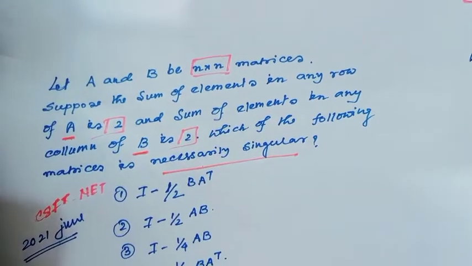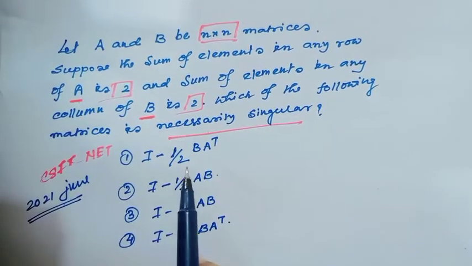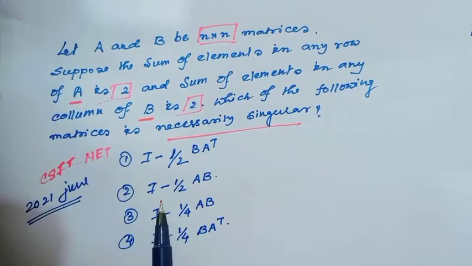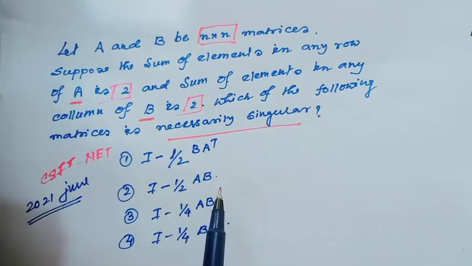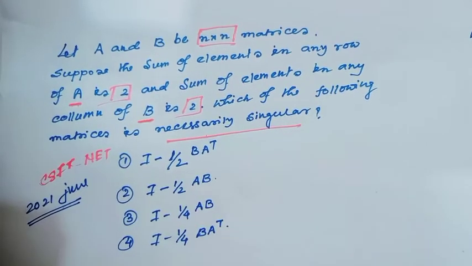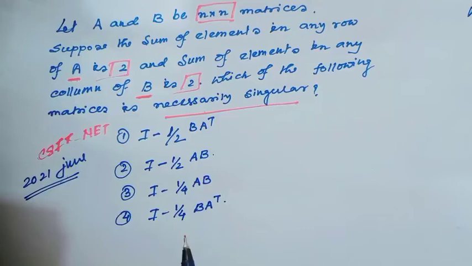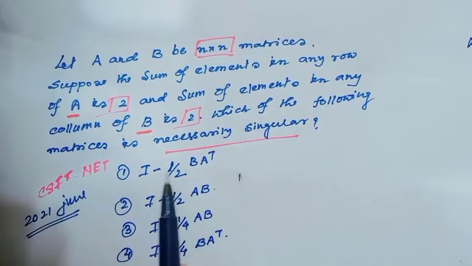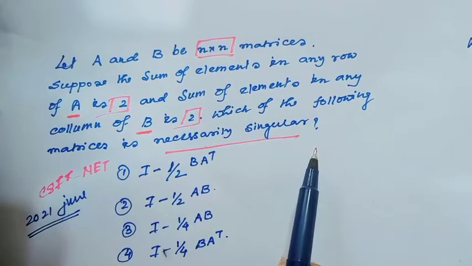Option 1, identity minus half BA transpose. Option 2, identity minus half AB. Option 3, identity minus 1 over 4 AB. Option 4, identity minus 1 over 4 BA transpose. Which of the following matrices is necessarily singular?